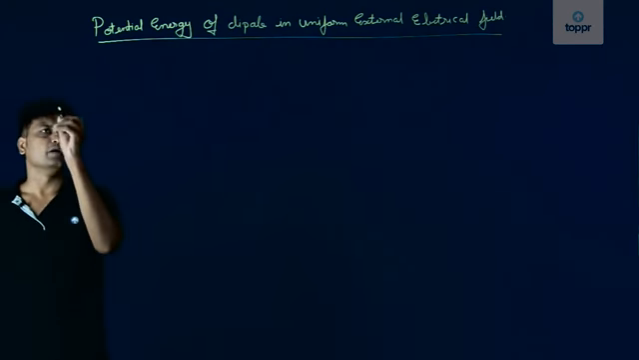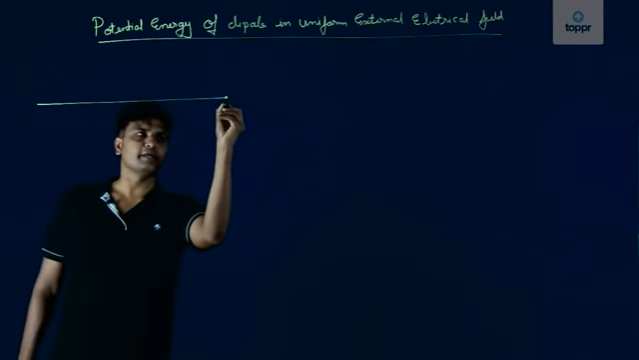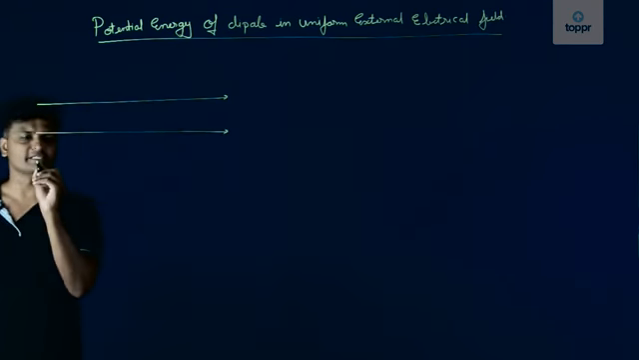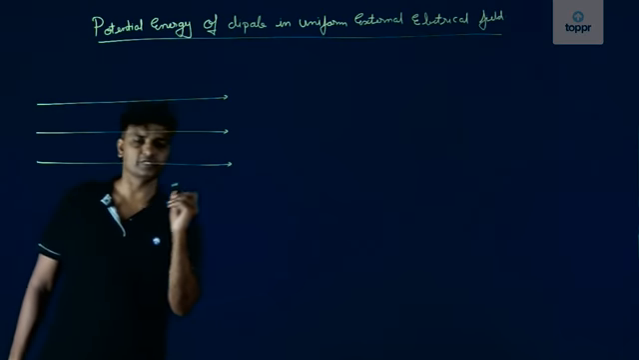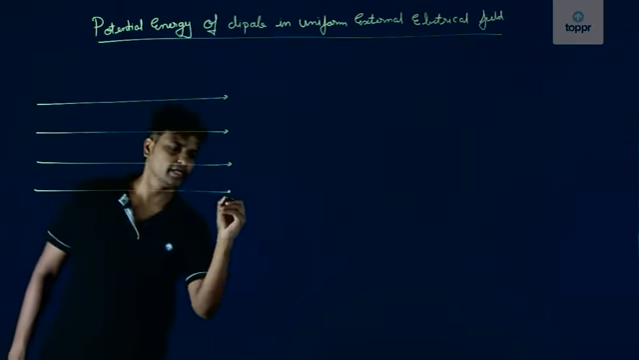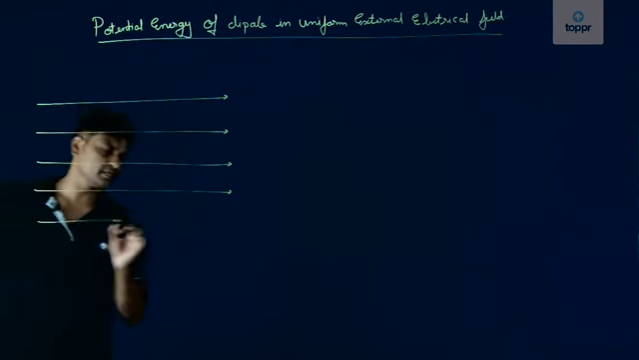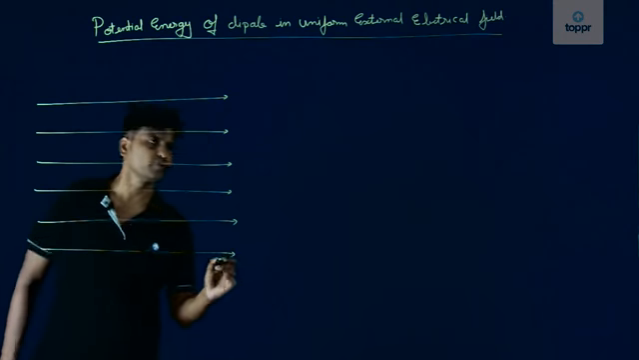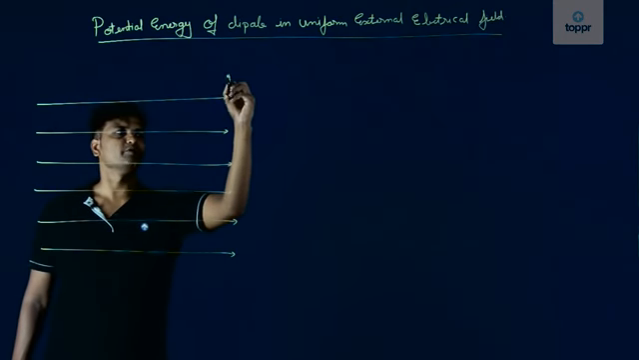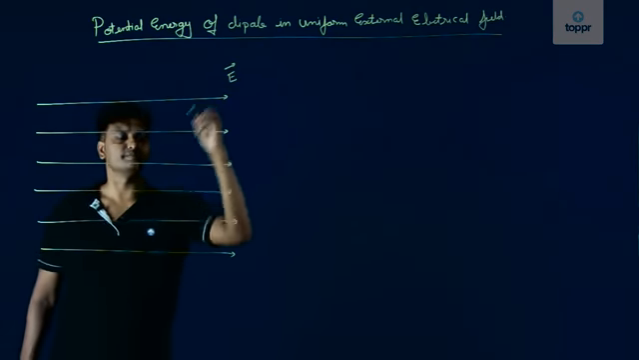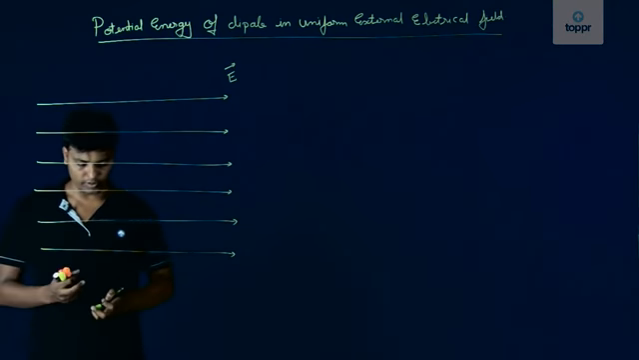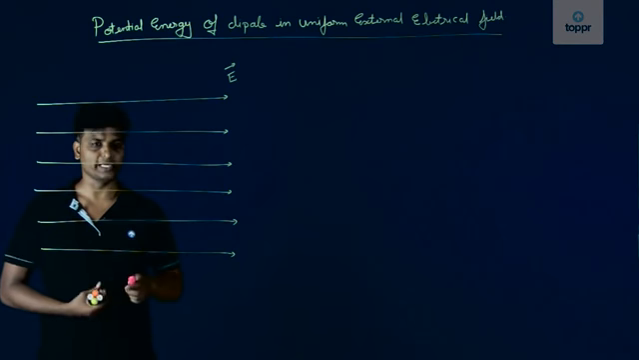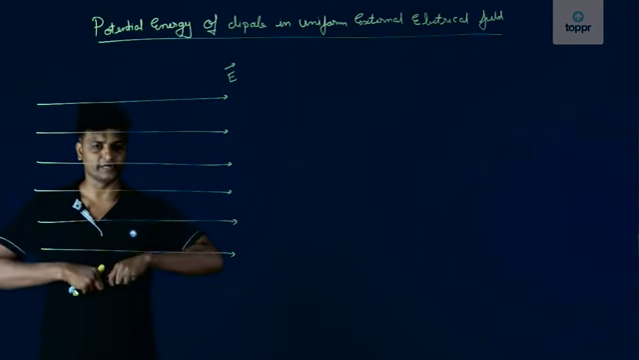Now, how to indicate a uniform electrical field? When the field lines are parallel to each other, then this electrical field is considered to be uniform. So this is nothing but a uniform electrical field. Okay. Now we will take an electrical dipole inside this electrical field.